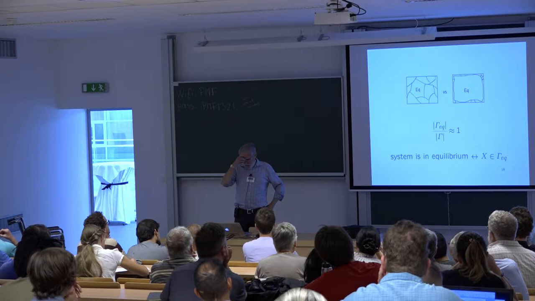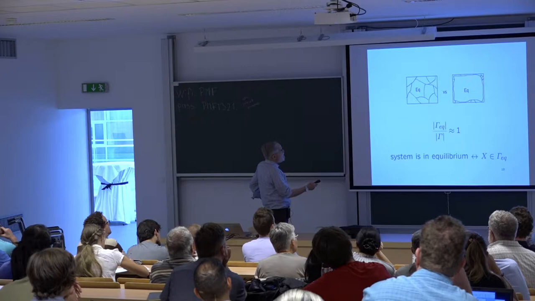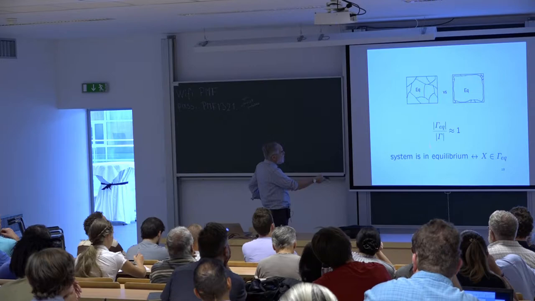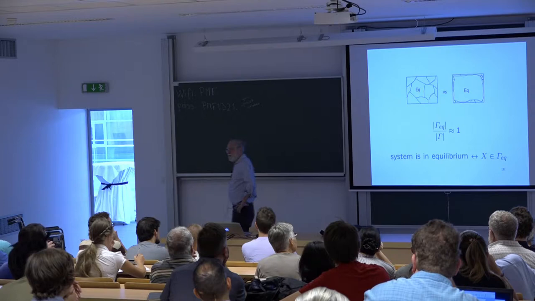Now, for the individualist, equilibrium means you're in this big set. Big, here I'm saying it's big. The one on the bottom is almost as big as the gamma equilibrium. The one in the middle is almost as big as the whole thing.